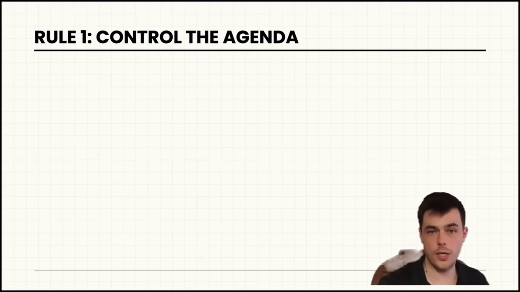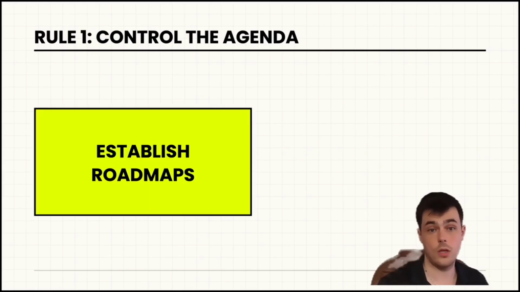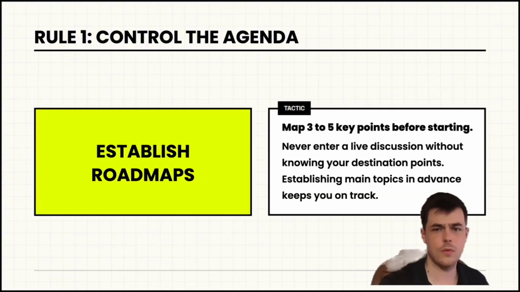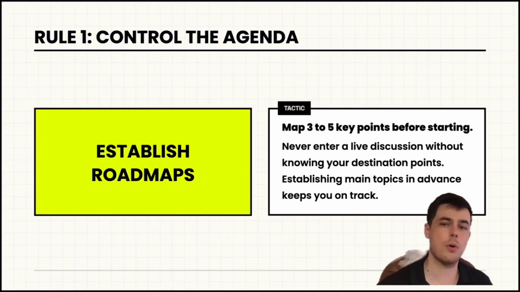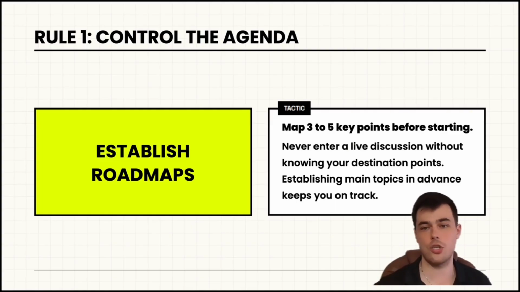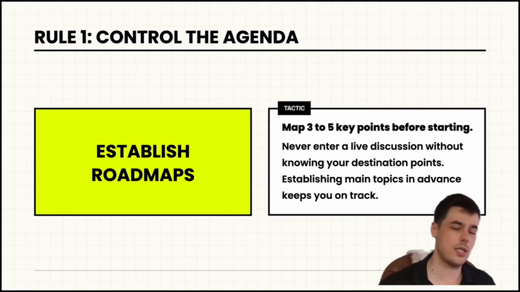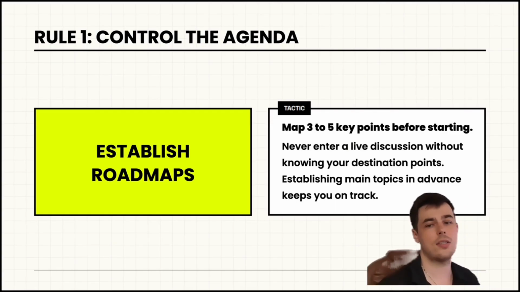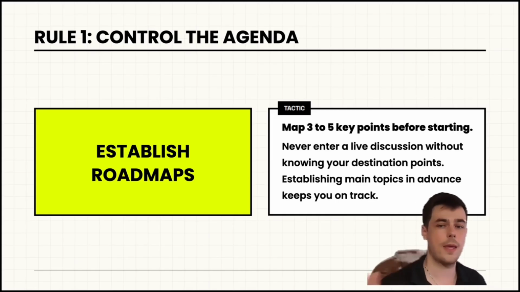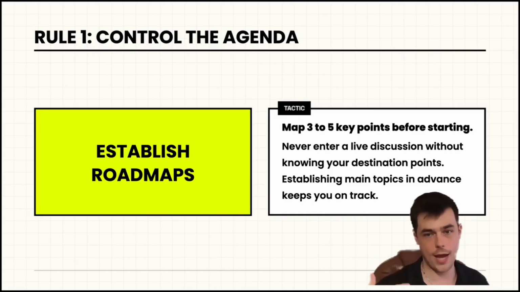So rule number 1, control the agenda. Establish roadmaps. Have a plan. Map 3 to 5 key points before starting. Never enter a live discussion with that pressure without knowing your destination points. Know exactly what you want to discuss and establish the main topics in advance to keep you on track. Simple as that. If you fail to prepare, you prepare to fail.